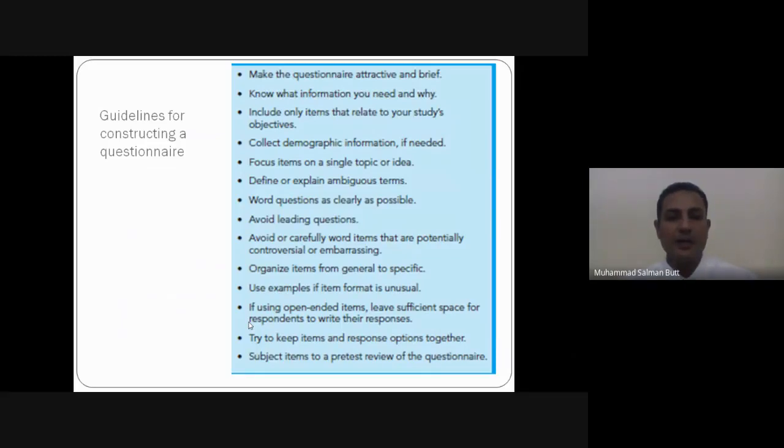The next is organize items from general to specific. You should make it easier for the participants so that they get familiar with the topic first, and then you probe into the specific question of interest. And then there is use an example if the item format is unusual. If using open-ended questions, leave sufficient space for the respondent to write their responses. Try to keep items and response options together. Subject the questionnaire to a pre-test review as well. So these are important guidelines for constructing a questionnaire.